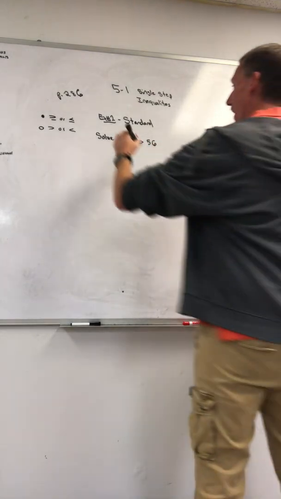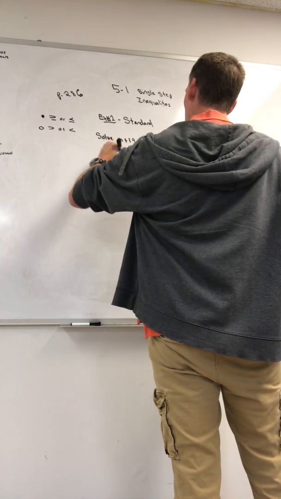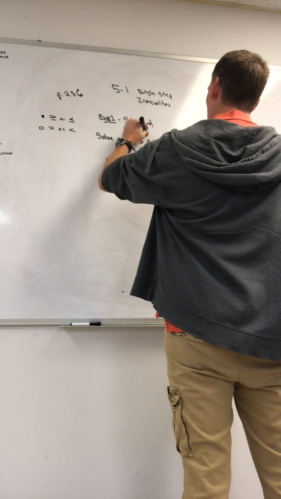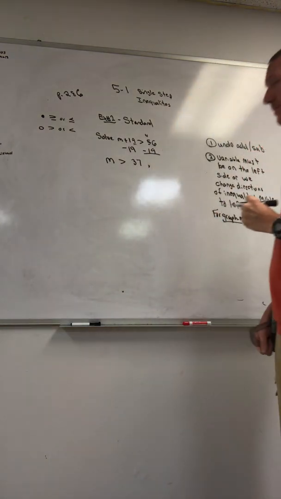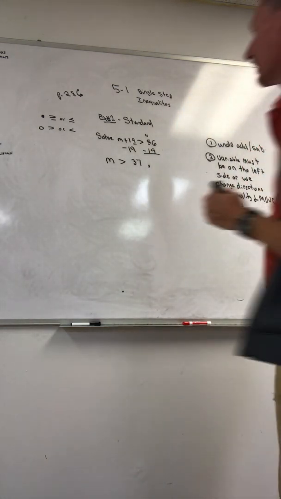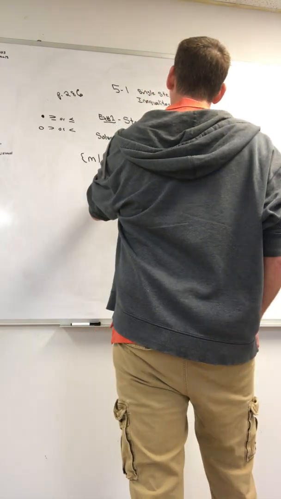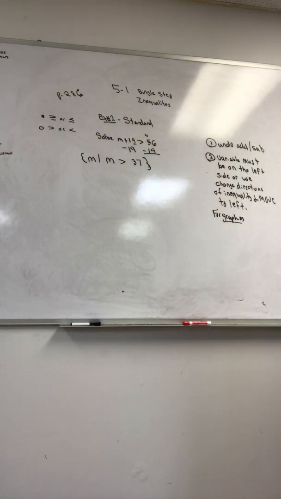Undo the add by subtracting. Subtract 19 on both sides. Then we have m is greater than 56 minus 19. Notice m is on the left. So m is greater than 37. Then in set notation, m such that m is greater than 37. And the answer choice should be C. Let's see what it says here.